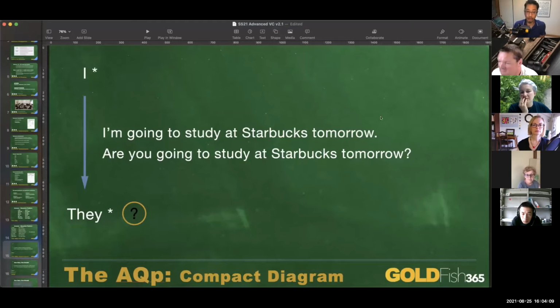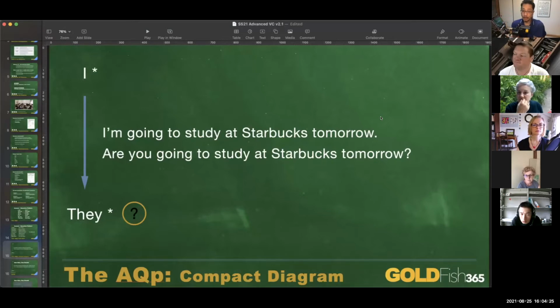Okay. I'm going to study at Starbucks tomorrow. Are you going to study at Starbucks tomorrow? Adam, want to do that with me real quick? Strangely enough, this actually gets easier when you don't have to look at so much stuff, because then, especially for native speakers, you just go with the AQP pattern.